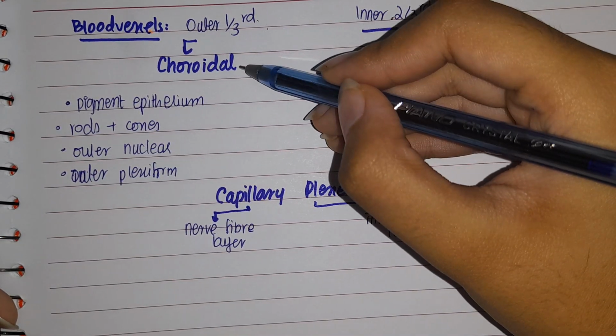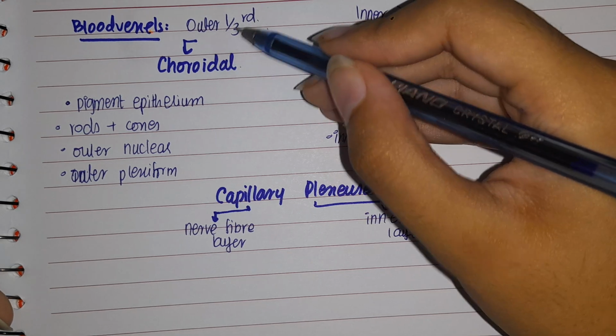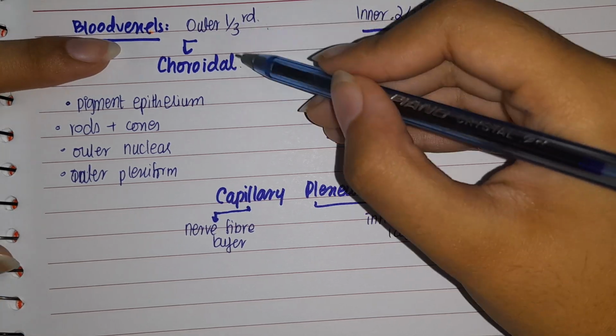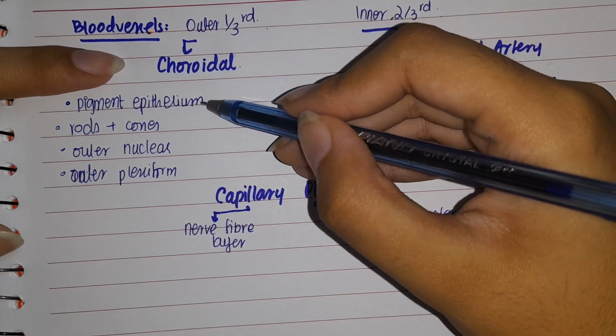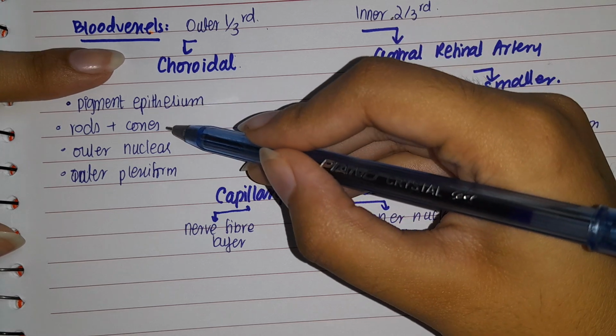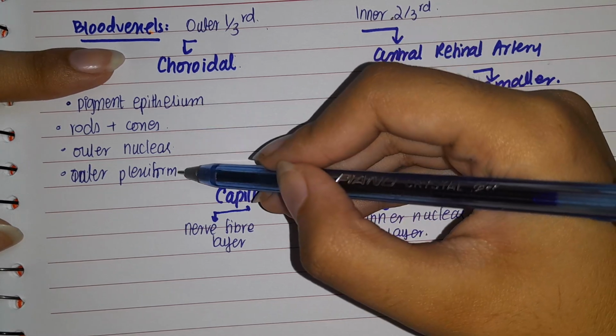it is supplied by choroidal blood vessels through diffusion, and these choroidal blood vessels mainly supply the pigment epithelium, the layer of rods and cone cells, the outer nucleus and outer plexiform layer.